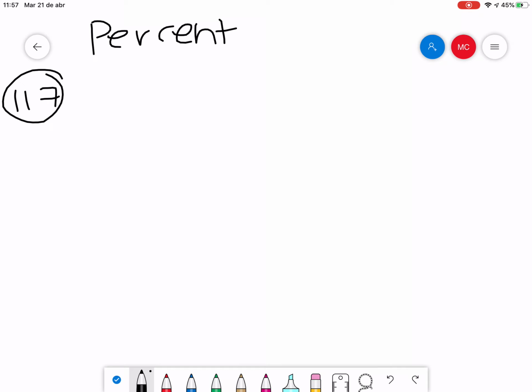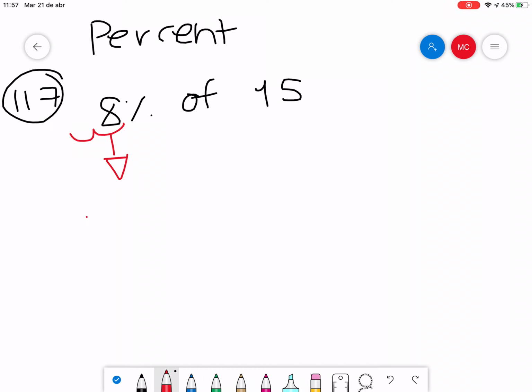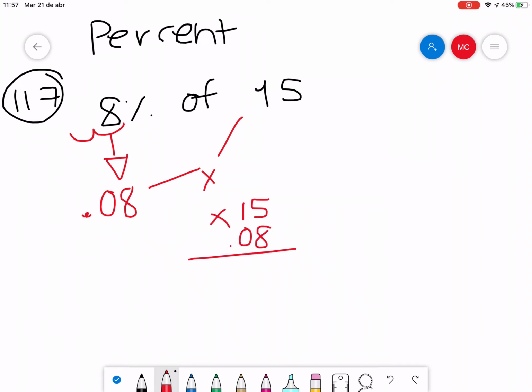a number. For example, I want to know how much is 8% of 15, right? What you had to do was change this into a decimal, which is 0.08, and I have to multiply that by 15. So I just do 15 times 0.08, and I start.